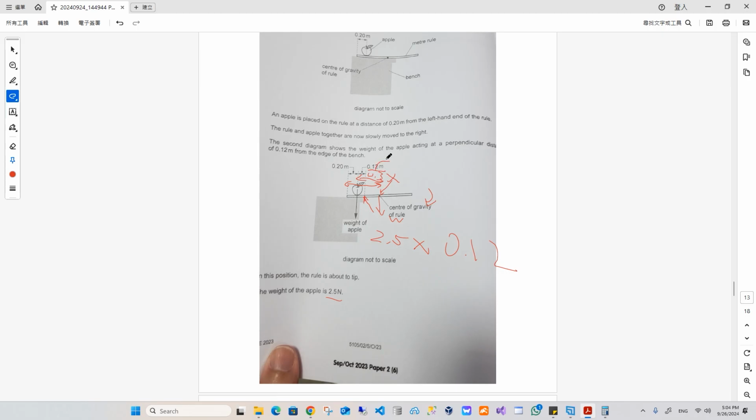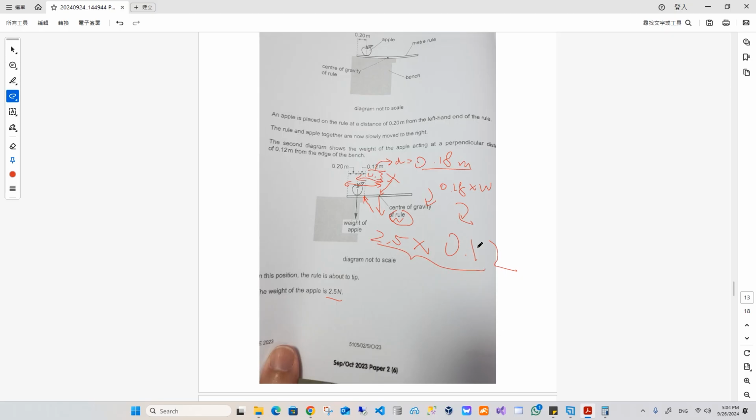The distance is equal to 0.3 minus 0.12, which is 0.18. Okay, so this is the 0.18 meter of this weight against the toggling point. So this time the weight you have is 0.18 times the weight, which will be the clockwise moment about this toggling point, and this apple will be the anti-clockwise moment.